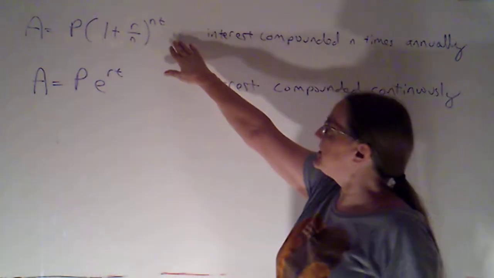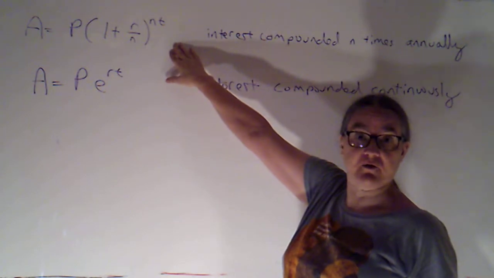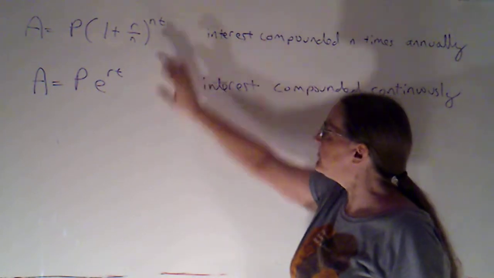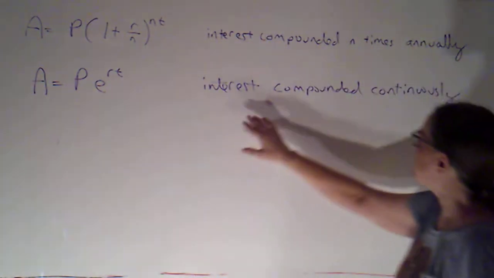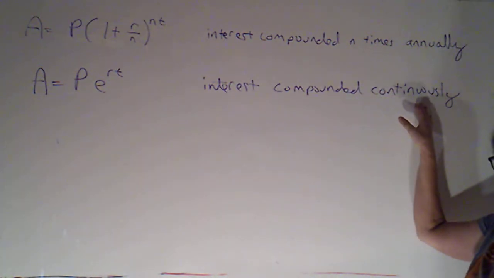I've got two formulas up on the board here. This is the formula for compound interest that we worked out in the last video. And this is a new one. This is for interest compounded continuously.